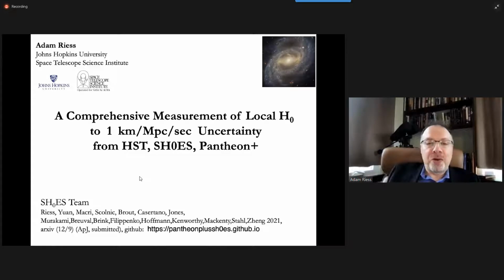Again, I want to express my gratitude to the SH0ES team. The members of the team in the paper are listed there at the bottom. And this paper should be available right after this telecon on the GitHub site that you see listed below.